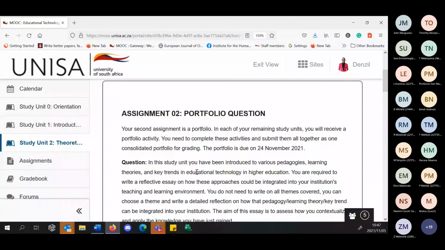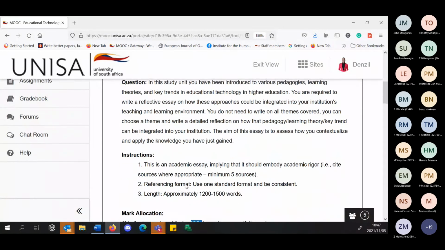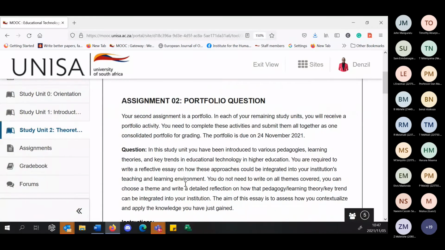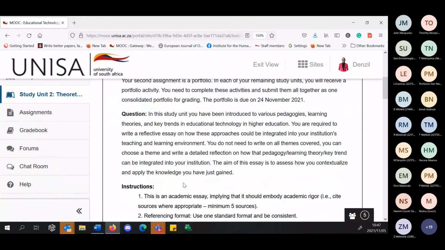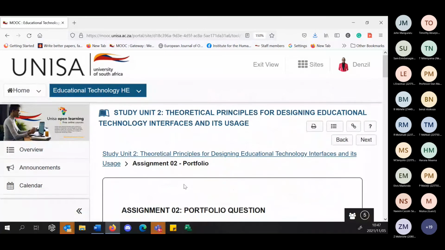Next week, Friday, we will discuss study unit 3. And study unit 3, colleagues, will now move us more into some of the application of these innovative principles that we now design. We want to ask, okay, how do we actually apply some of these things? What does it mean for us in our own institutional context?